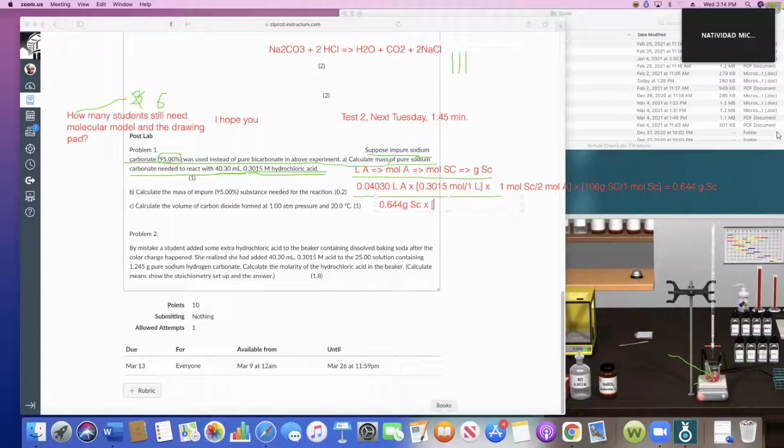Is it 100% SC or is it only 95% SC? Oh, it's 95%. So it's going to be 100 grams of impure on top, and 95 grams of SC on the bottom. There you go.